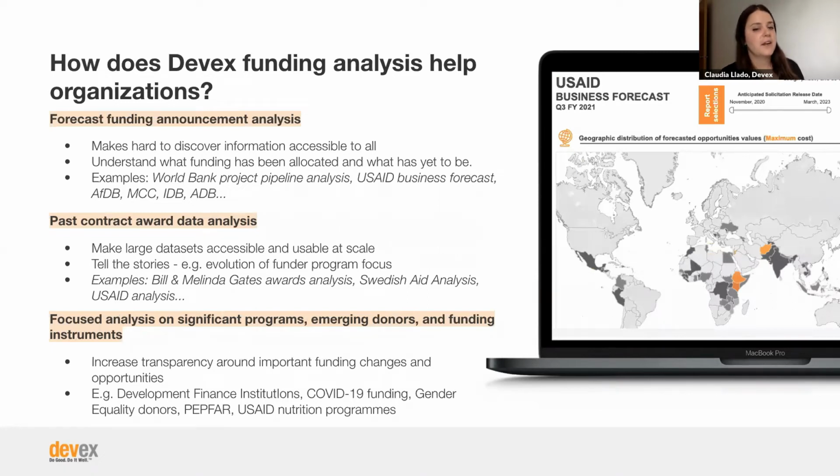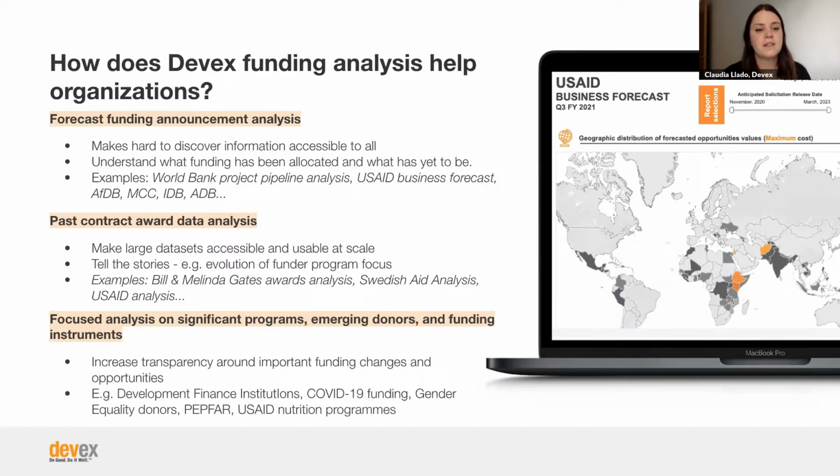So now, how does funding analysis help organizations? At Devex, along with the Devex funding platform, we have a large team of experienced analysts and journalists based across the globe that go beyond aggregating information and work on analyzing what's beneath that funding data. So first of all, we have pieces on forecast funding analysis. This is hugely helpful for organizations when they're trying to understand future funding.